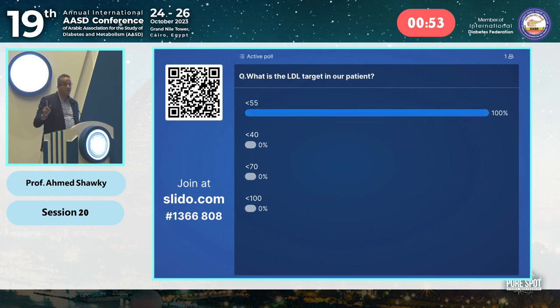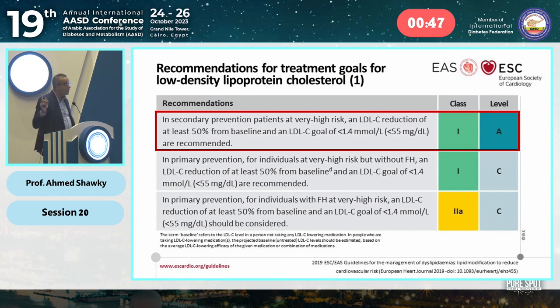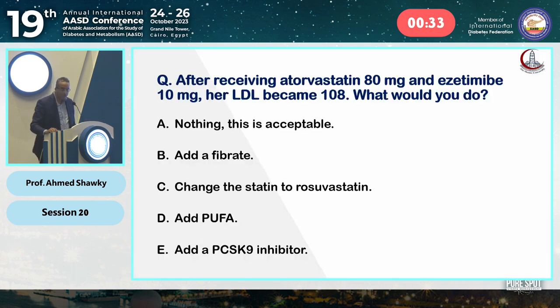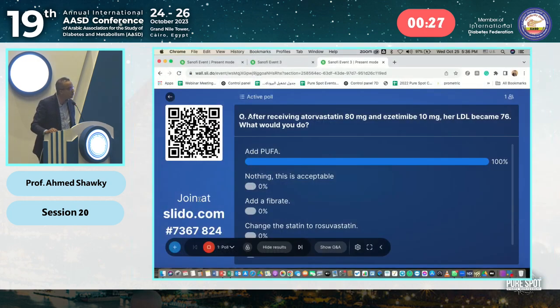There was, until very recently, a debate across the Atlantic. In Europe, it was 55. In the United States, it was 70. But the ADA in 2023 agreed with Europe and said those with established cardiovascular disease should go to 55, which is really important for their outcomes. But we did not reach our target. We're still at 108 with atorvastatin and ezetimibe. What would you do? This is an important question.